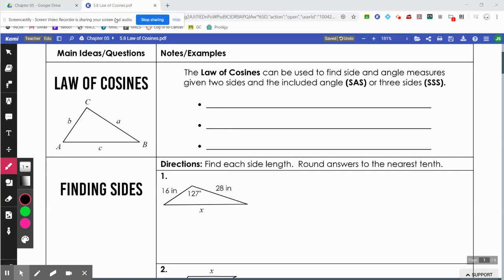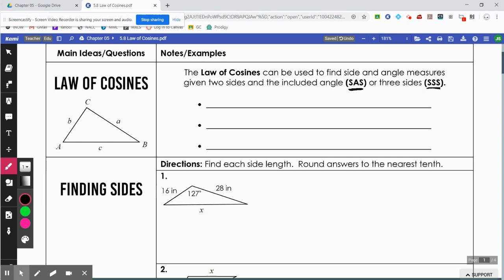Okay, in this lesson, we're going to be using the law of cosines. The law of cosines can be used to find side and angle measures given these two scenarios: a side angle side or a side side side. Or again, I like to just say, try law of sines. If law of sines doesn't work, then try law of cosines.